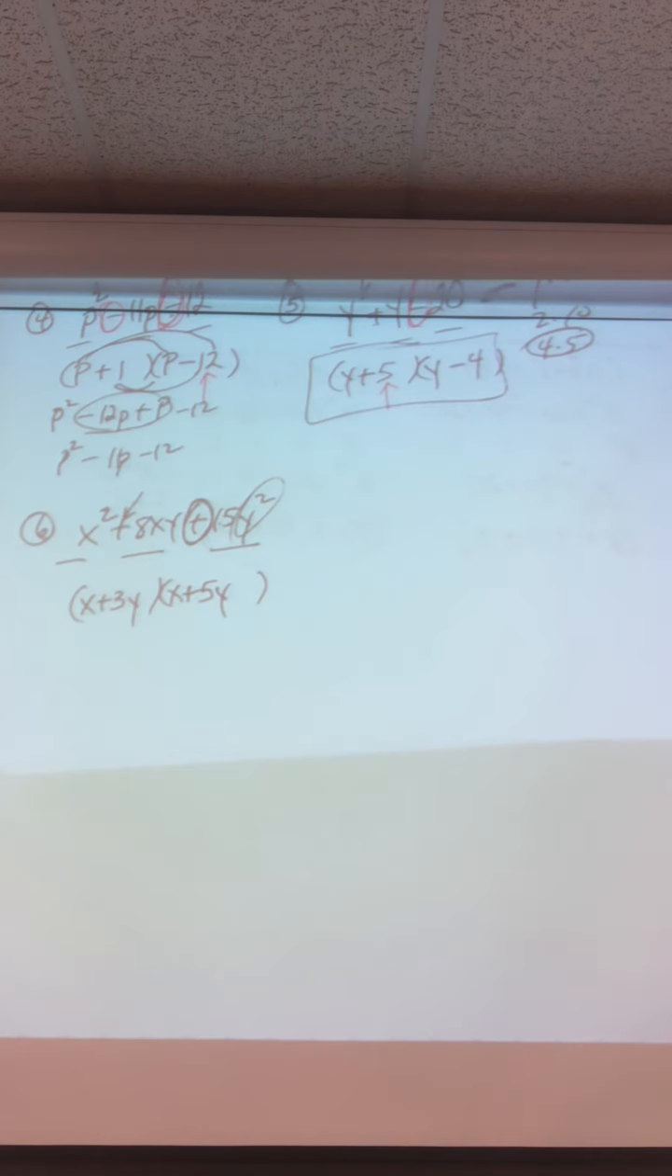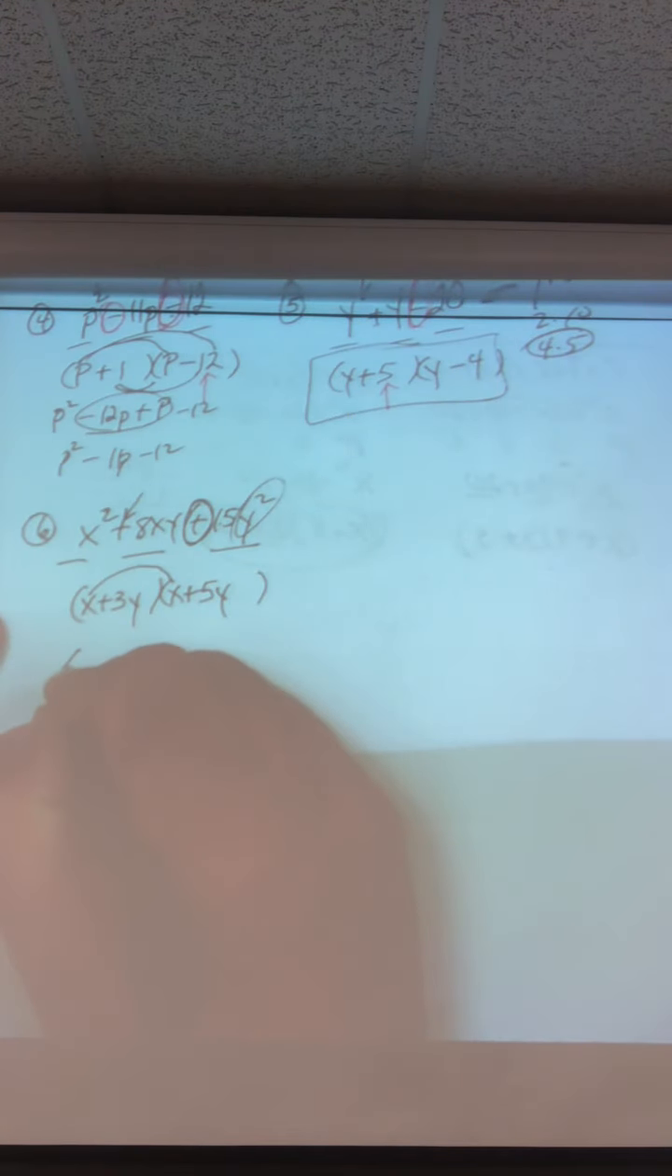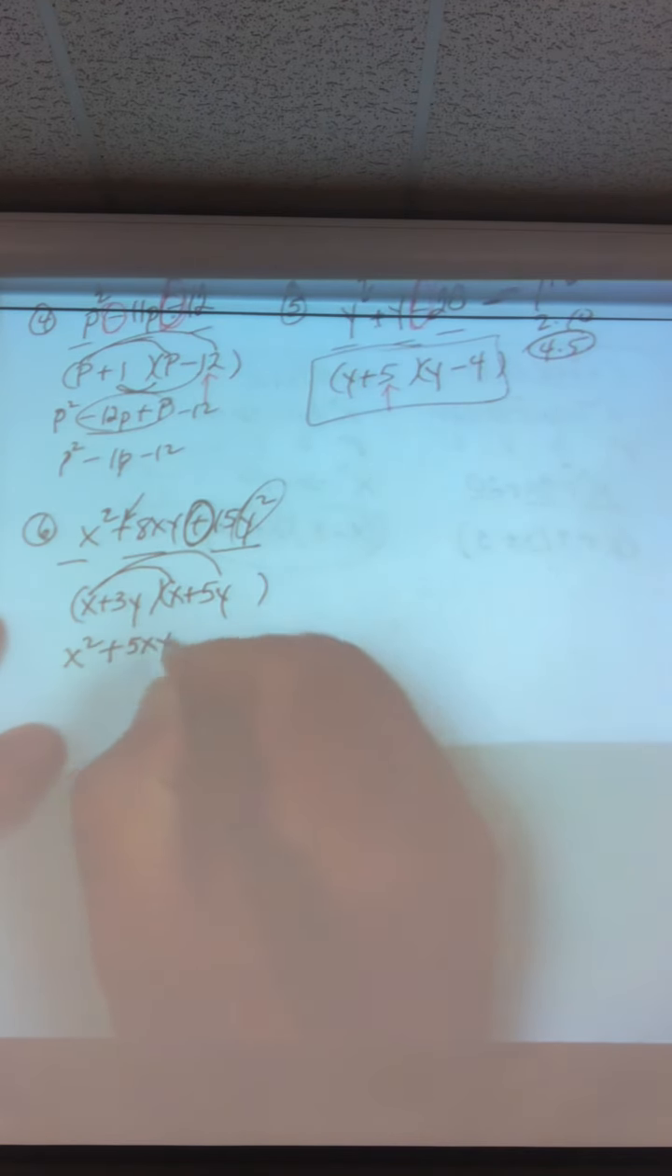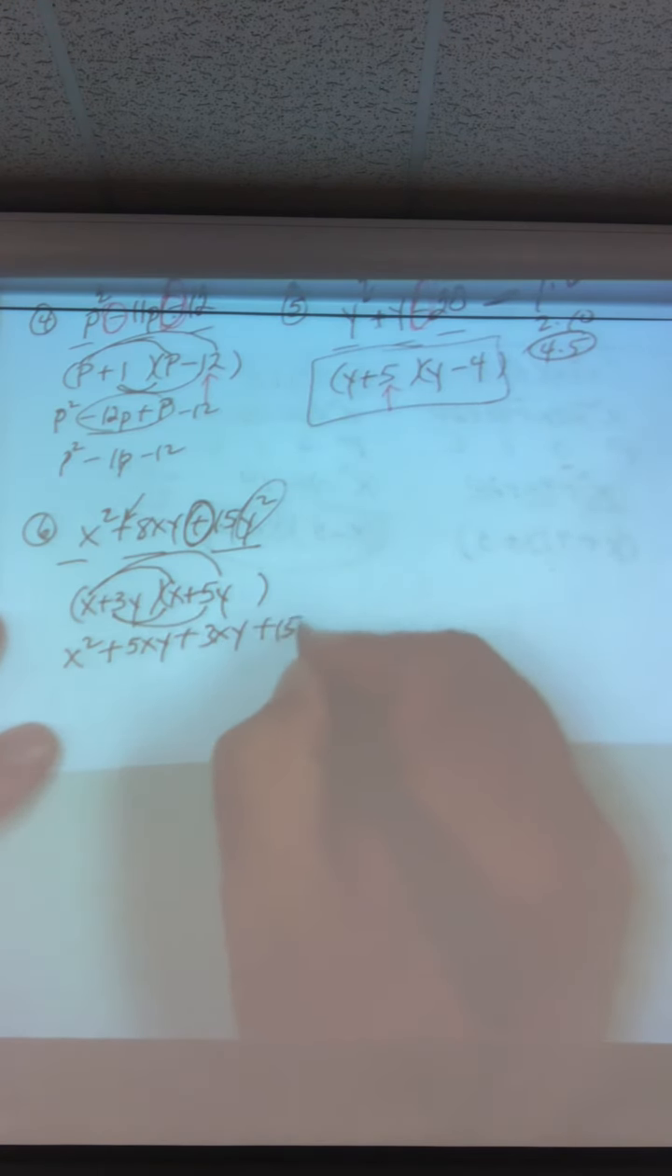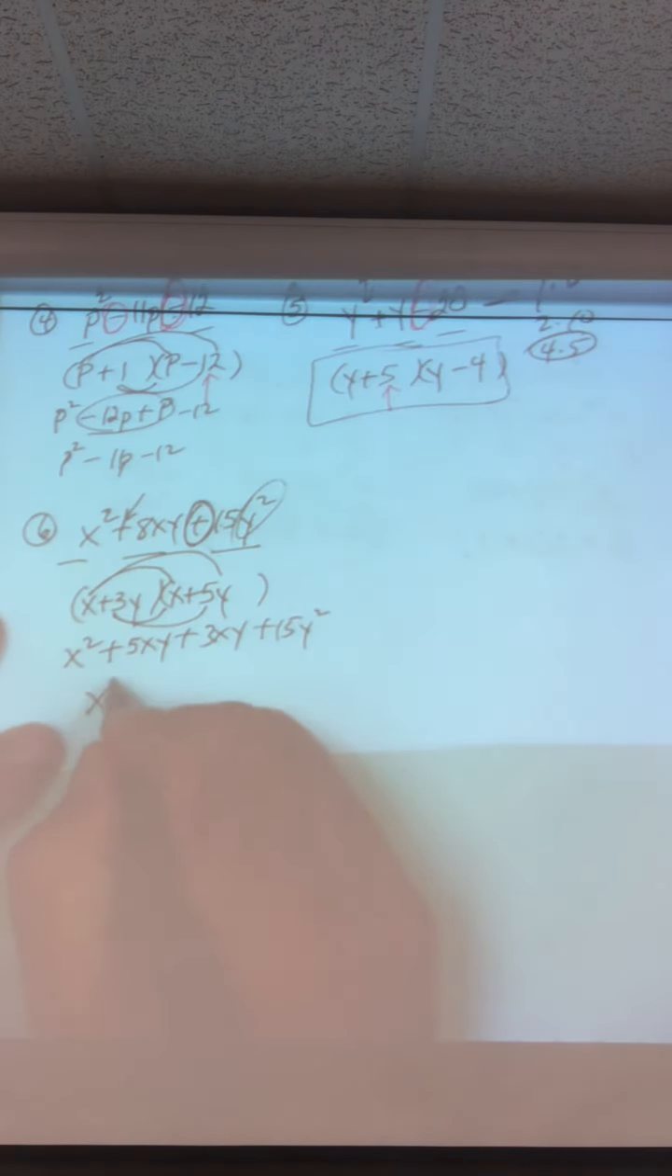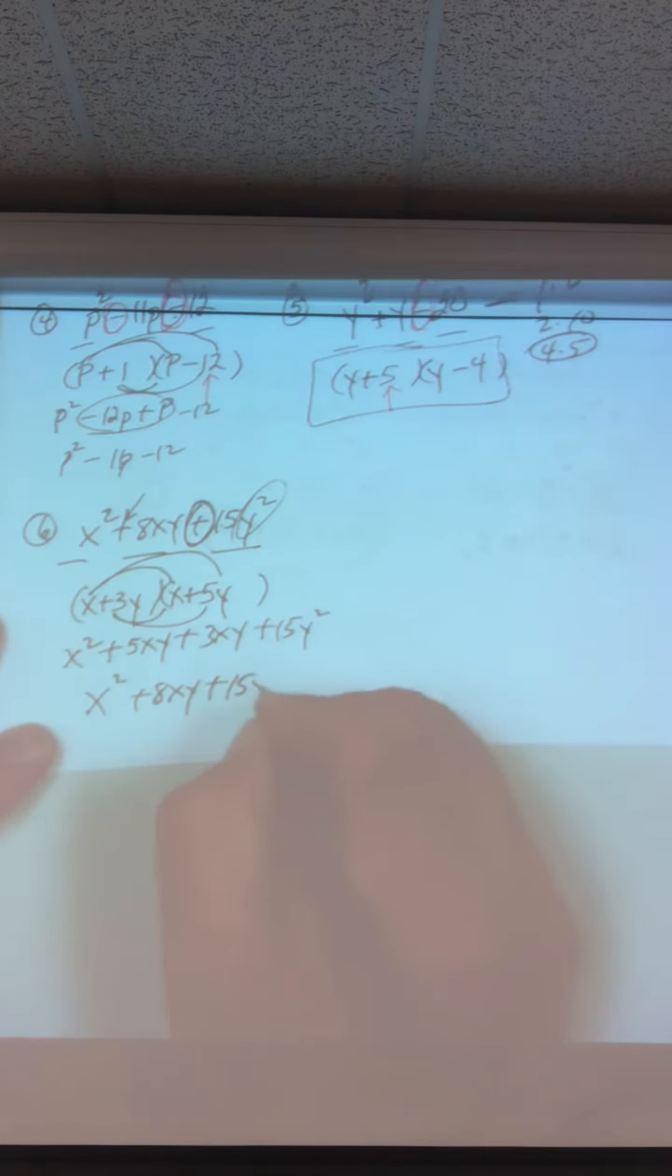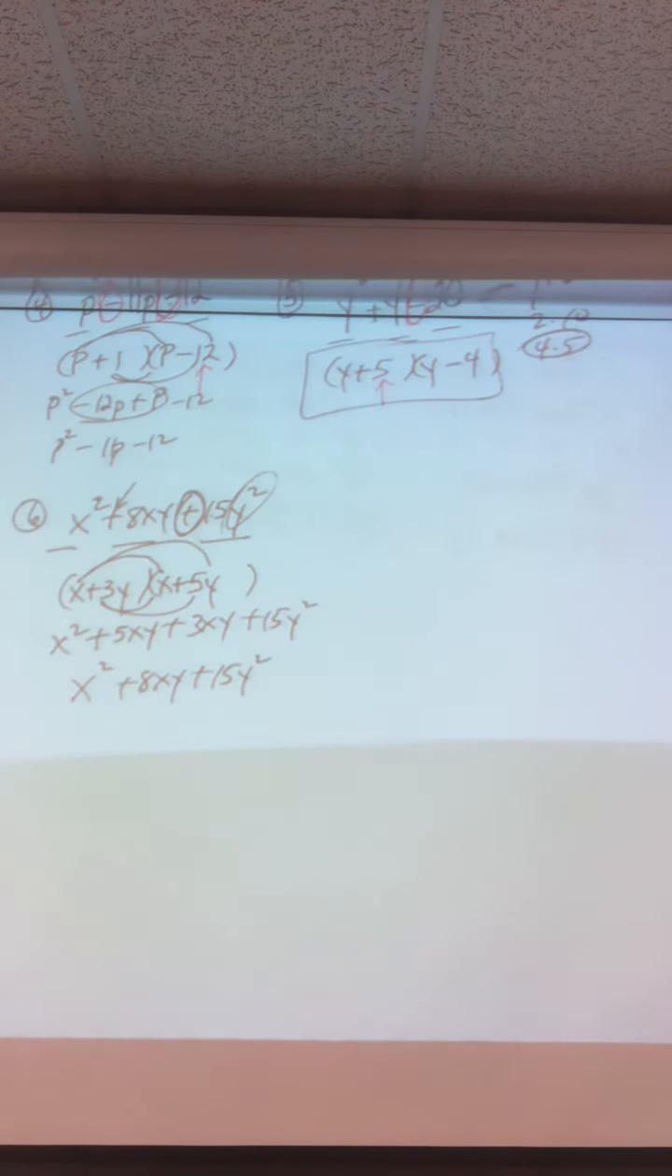Now, let's check it and see if this works. So we've got x squared plus 5xy, or 5yx, however you want to write that, plus 3xy plus 15y squared, which is x squared plus 8xy plus 15y squared. And if you notice, that takes me right back to where I started, which means that this problem is factored correctly.